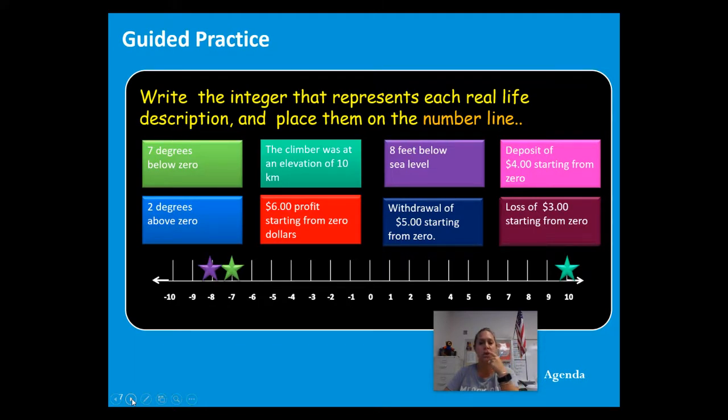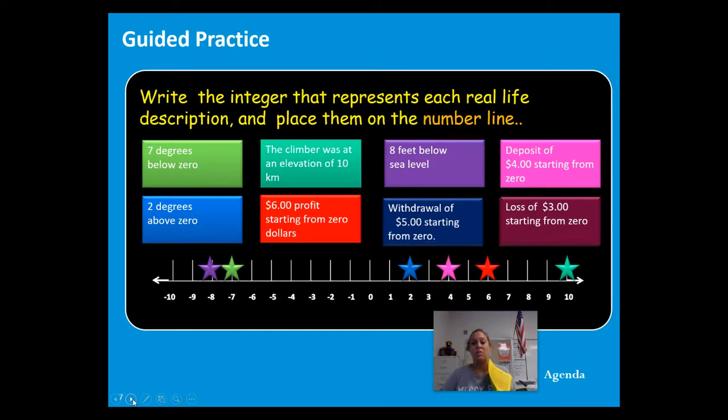How about deposit of $4 starting from 0? So if I have nothing and I deposit $4, well, my vocabulary tells me deposit's positive, so that's going to go to +4. All right, 2 degrees above 0. Well, I know above 0 has to be positive, so I should be at +2. $6 profit starting from $0. A profit is not a vocabulary word we've talked about before, but a profit is money that you earn. So businesses make a profit, hopefully. So if it's money I earn, it's positive. It's going to go in the +6.